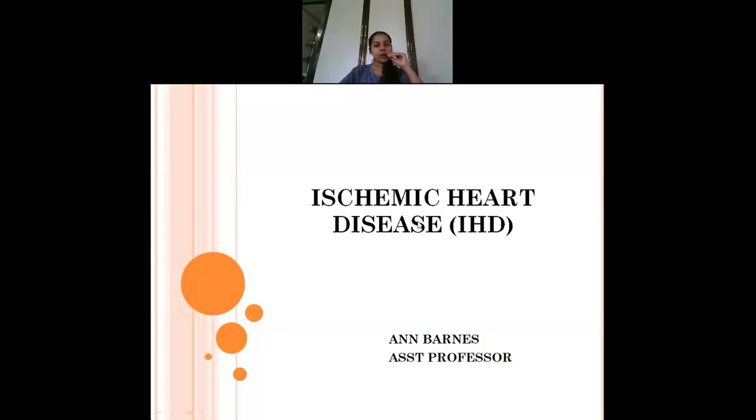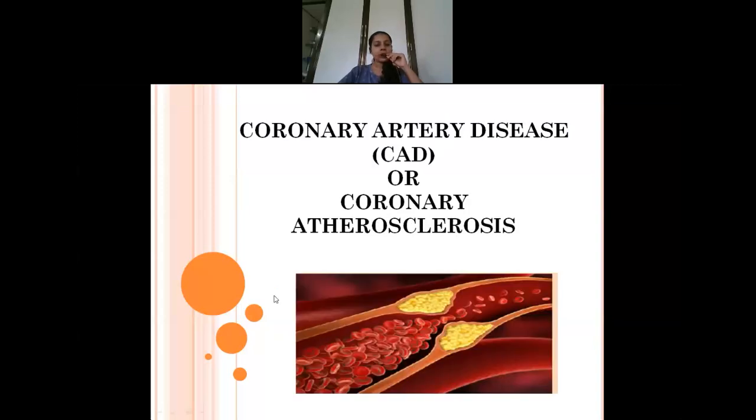Then some other cardiovascular disorders are there, like heart valve disorders, heart failure. We have myocardial infarction, cardiomyopathy, or congenital heart diseases. Okay, so all these are cardiovascular disorders. So today we will see one of the diseases, that is ischemic heart disease. As I told, ischemic heart disease is also called coronary artery disease, and sometimes it is called coronary atherosclerosis, one of the most important disease conditions.